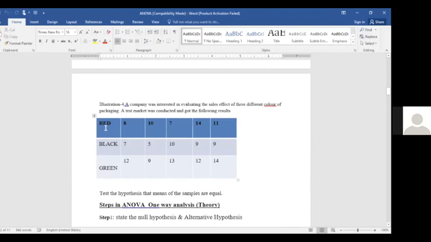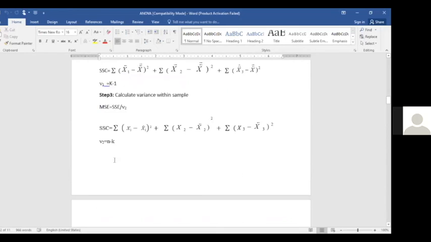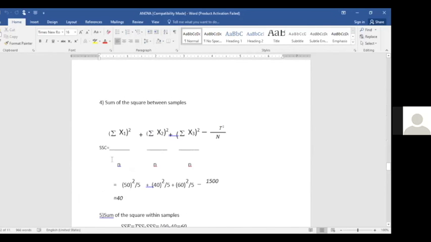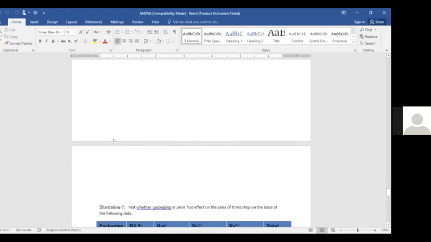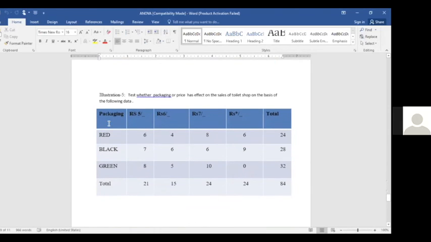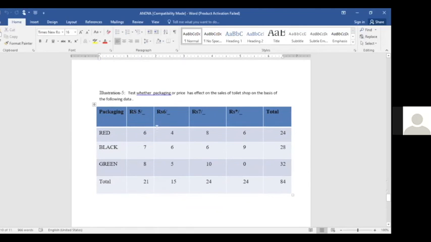So red packaging sales 8, 10, 3, black packaging sales like this. You want to examine whether packaging has something to do with the sales. That means you have to use ANOVA one way. But in the case of 2-way, you have another variable, and you want to see whether there is a difference in the sales because of the price or because of the color packaging, then 2-way analysis.